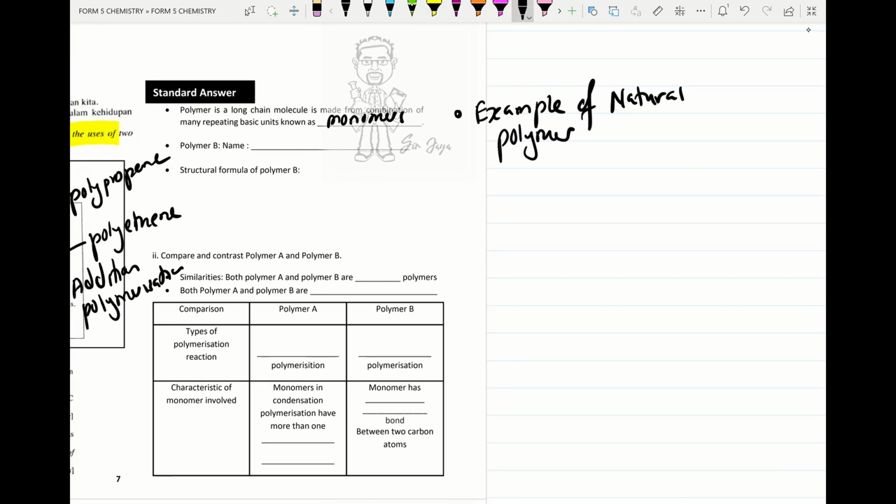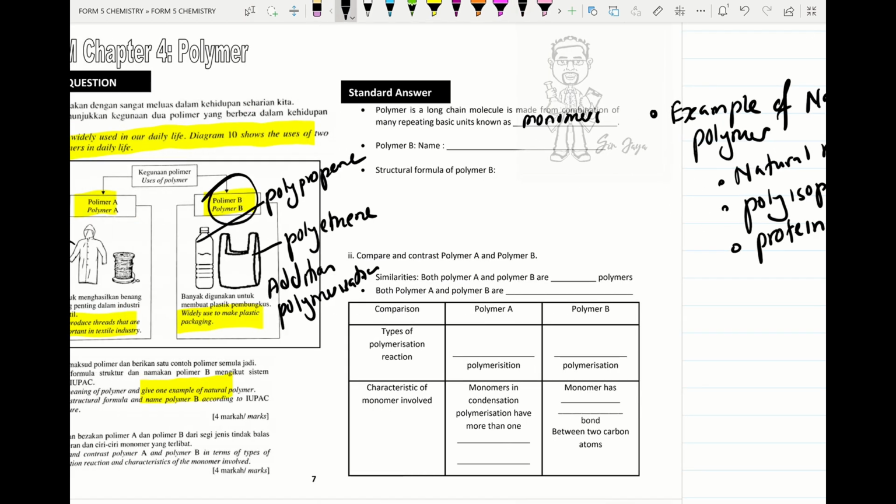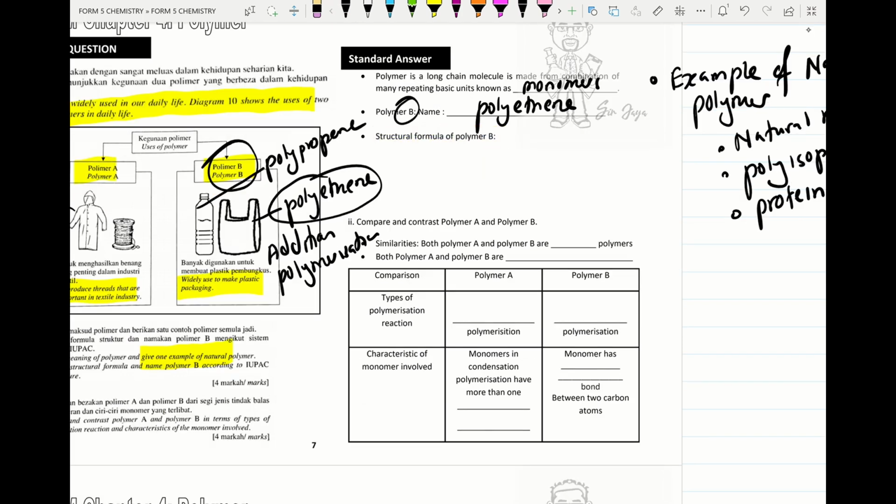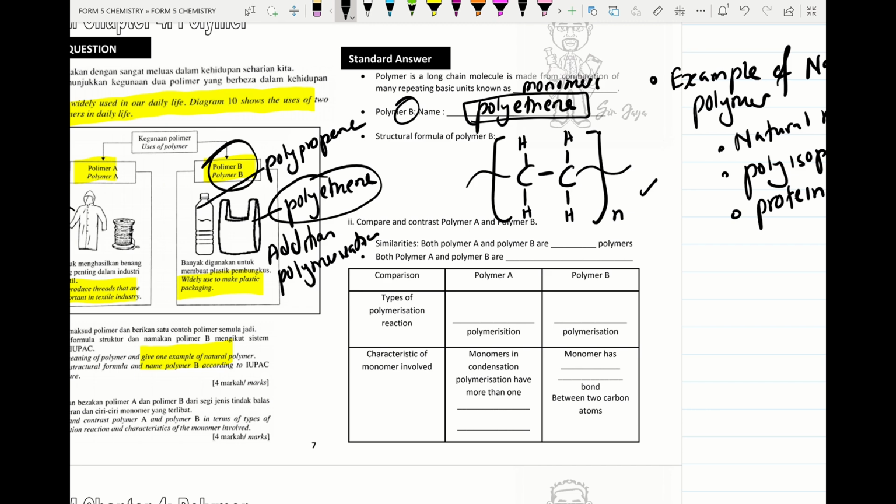All right, the second requirement is to give one example of natural polymer. We can use natural rubber, or polyisoprene, or protein. Next, name the monomer B. I'll take polyethylene, so I write here polyethylene. Second, they want the structural formula of polymer B, so we write the structural formula of polyethylene. I write C single bond, we put H here, H here, we open bracket, close bracket, we draw the symbol like this, and we put n. This is the structural formula of polymer B.